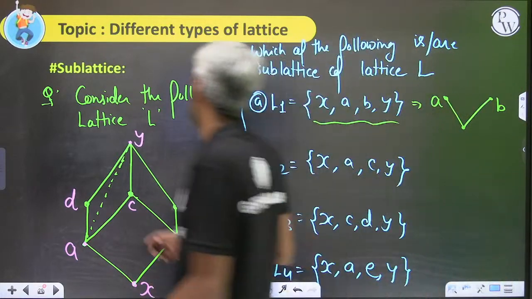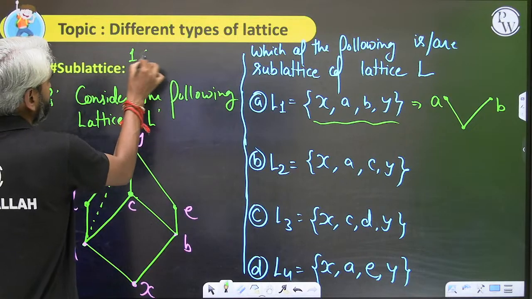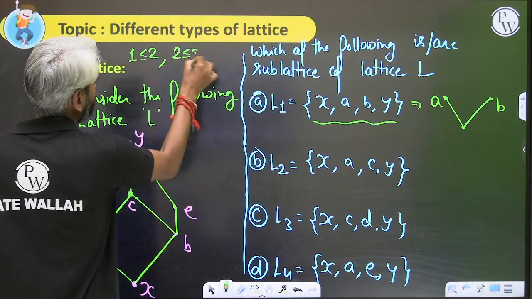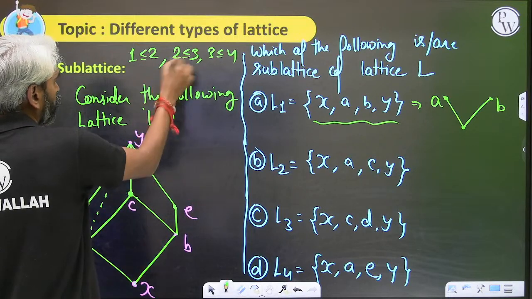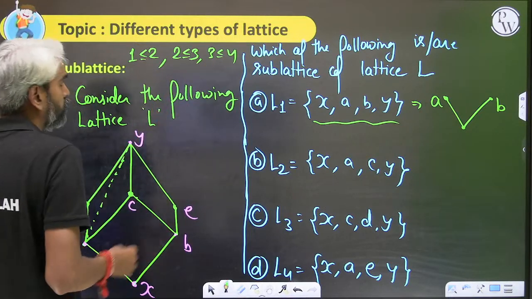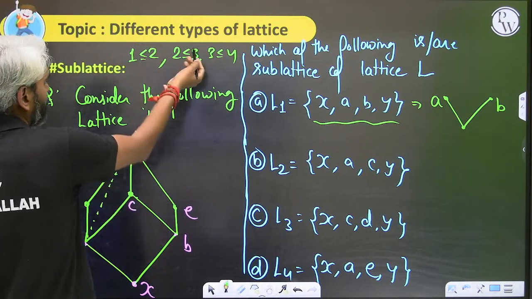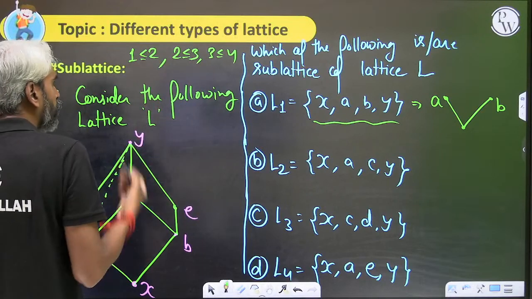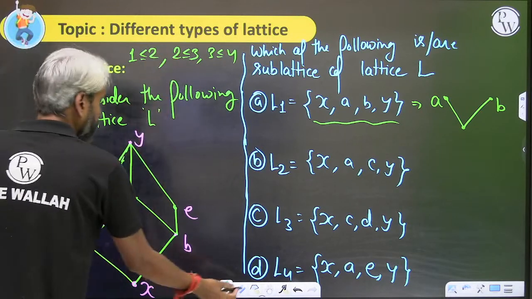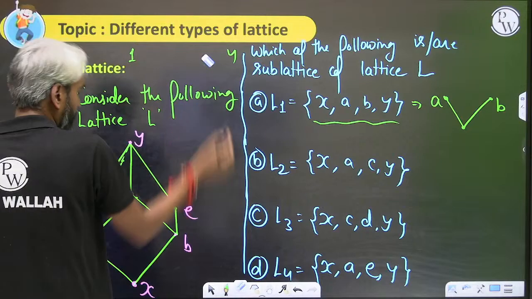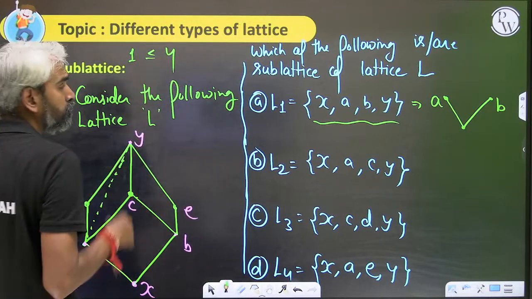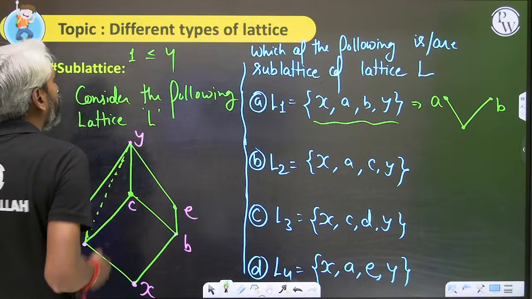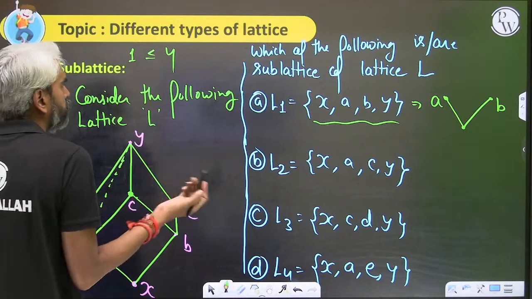Let's try to understand. If I say that 1 is less than or equal to 2, 2 is less than or equal to 3, and 3 is less than or equal to 4, then 1 will be less than or equal to 3 and 1 will be less than or equal to 4. So what if 2 and 3 are not present? Even if 2 and 3 are not present, 1 will still be less than or equal to 4. That means 1 will still relate with 4.